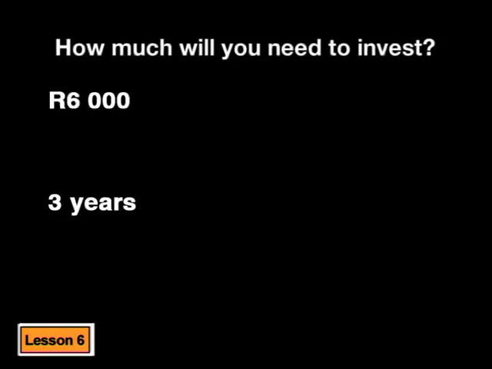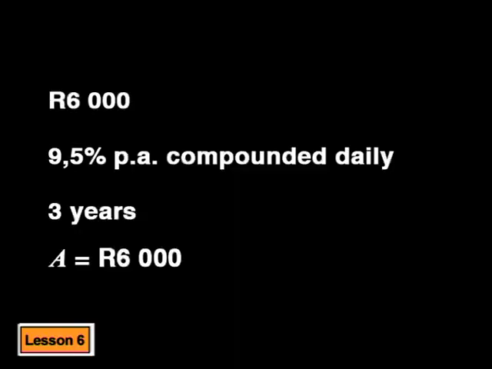Okay, you know that you'll need about 6,000 Rand in 3 years' time for textbooks. The question is, how much will you need to invest now to be sure you have the money you need in 3 years' time? Surely I need to know what the interest rate is. Absolutely. There's a student savings plan which offers you 9.5% compound interest per annum. The interest is compounded on a daily basis.